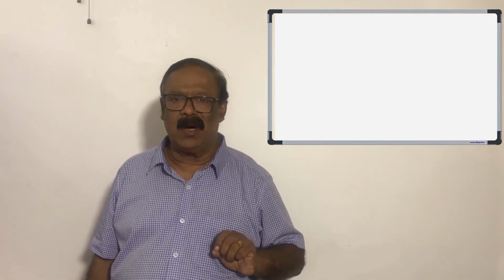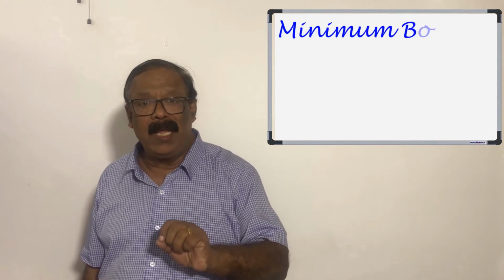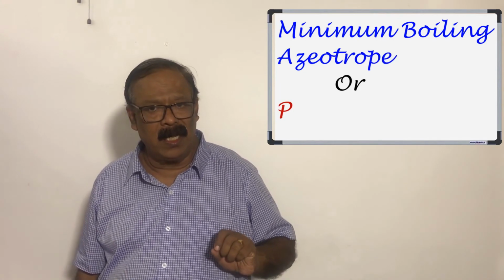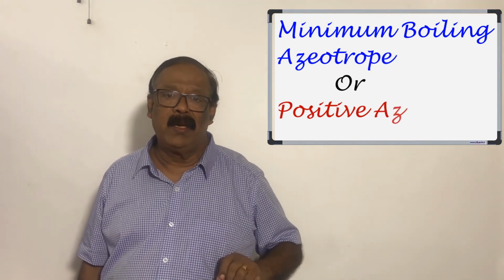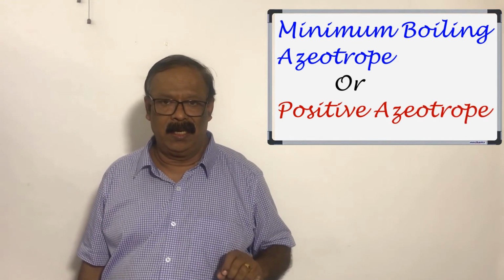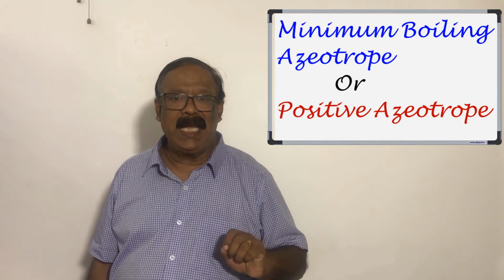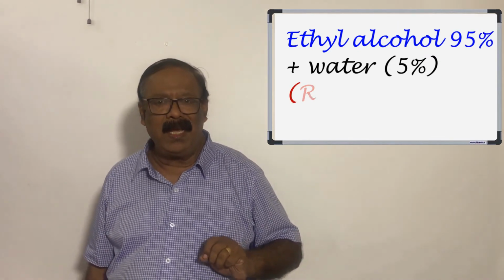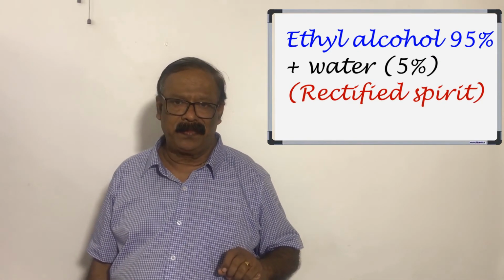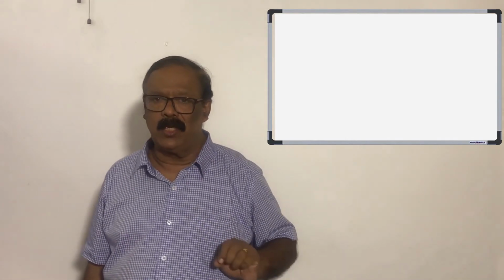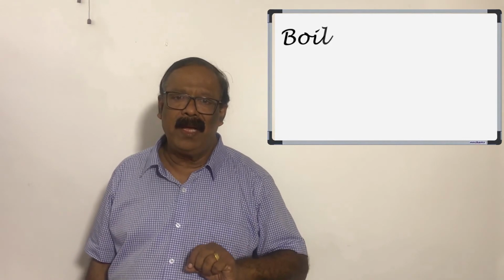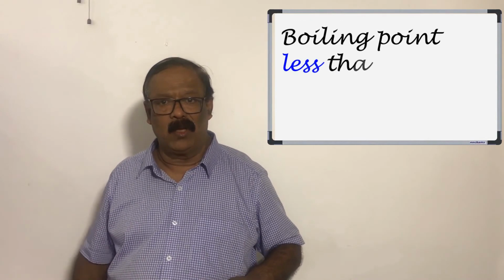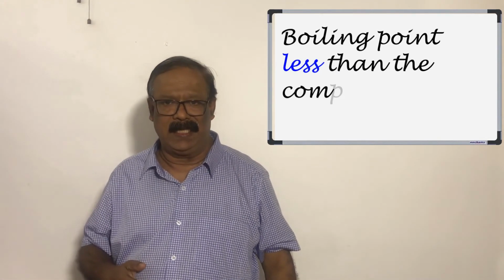The first type is called minimum boiling azeotropes. They are also known as positive azeotropes because they are formed from solutions showing positive deviation. One example is that of ethyl alcohol having a composition 95% alcohol and 5% water. With this particular composition, the mixture will have a boiling point which is less than that of the component because their vapor pressure will be higher than expected.